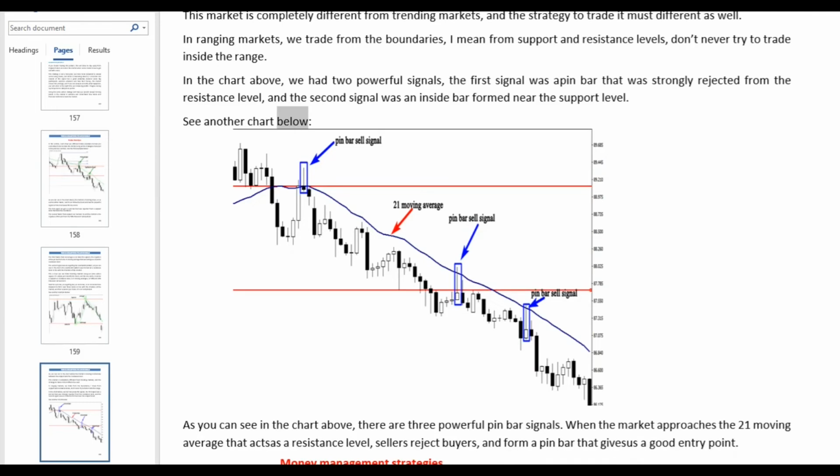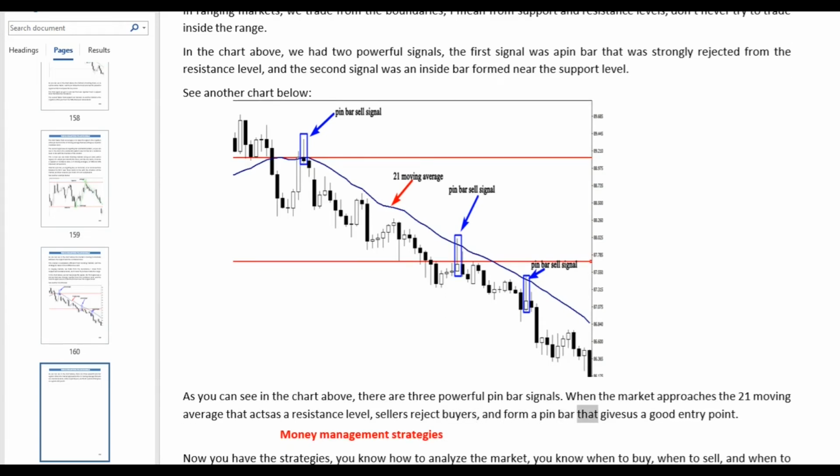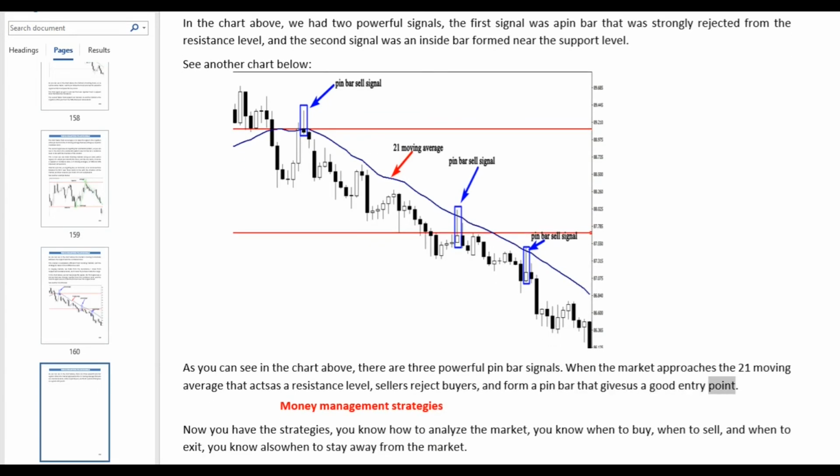See another chart below. As you can see in the chart above, there are three powerful pin bar signals. When the market approaches the 21 moving average that acts as a resistance level, sellers reject buyers, and form a pin bar that gives us a good entry point.